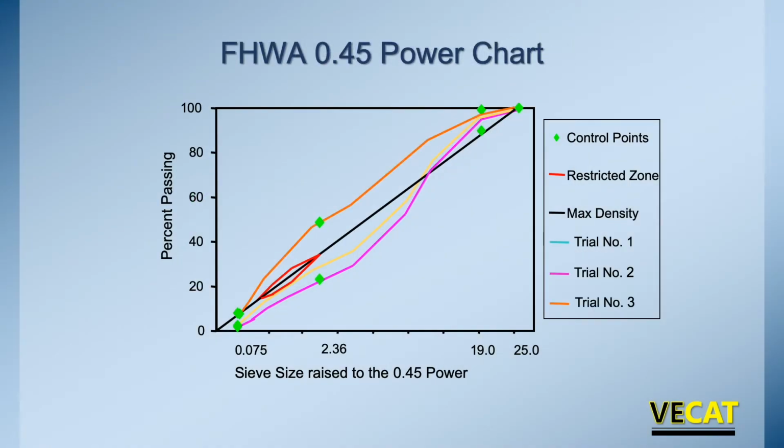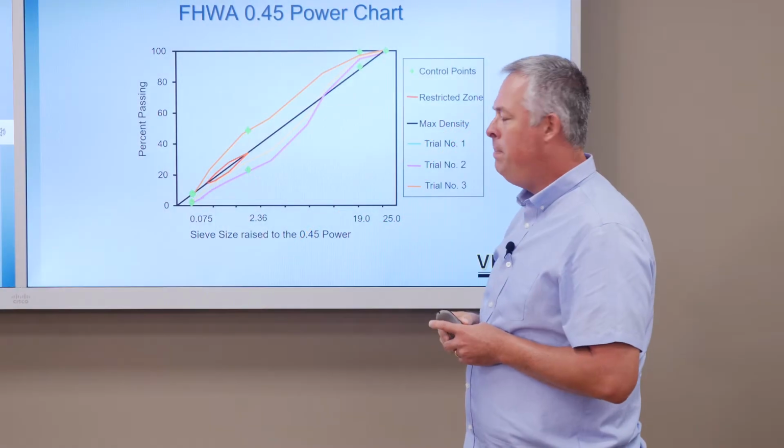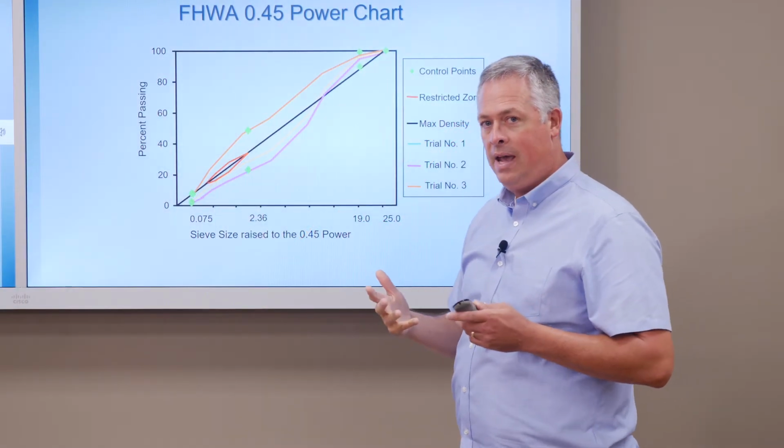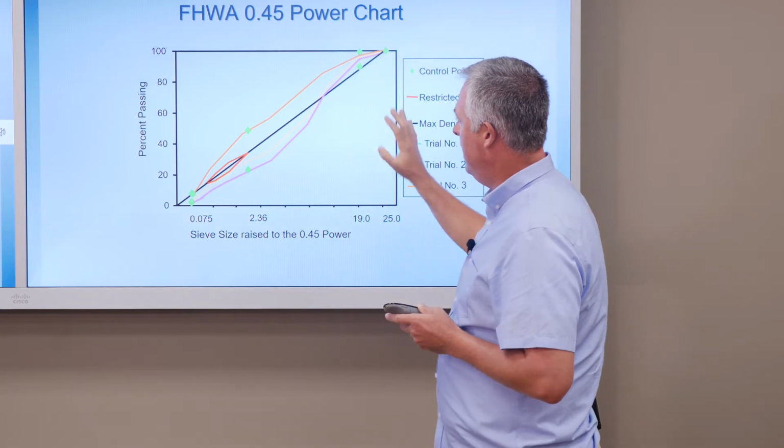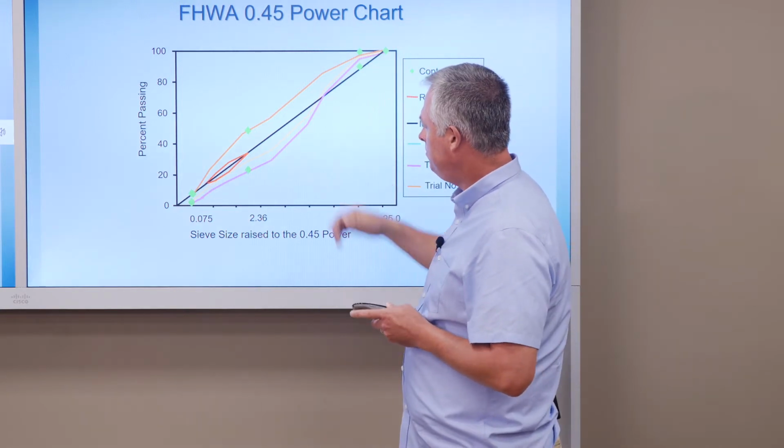And here's trial blend number 3, which is running on the fine side of the maximum density line. This would be considered a fine graded mix. These are kind of exaggerated so that you can see, but all of these would be passing to submit as a VDOT mix design for an IM 19.0 mixture.